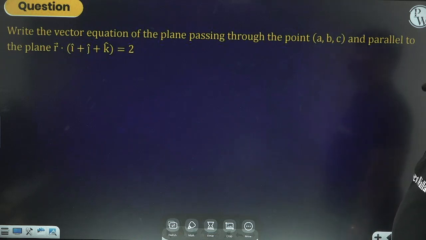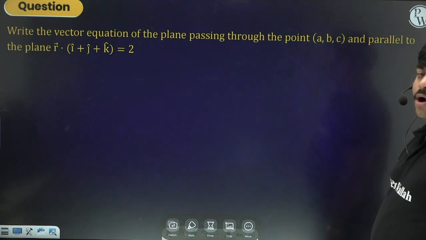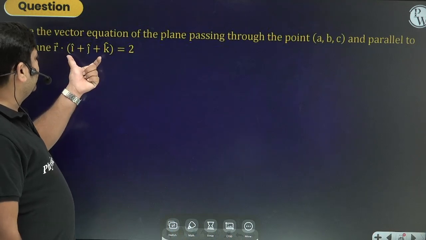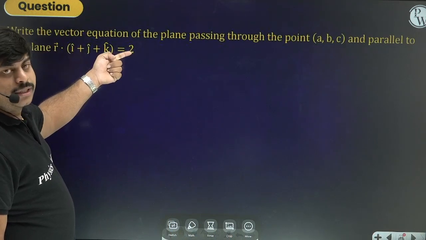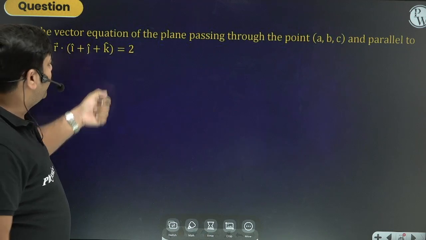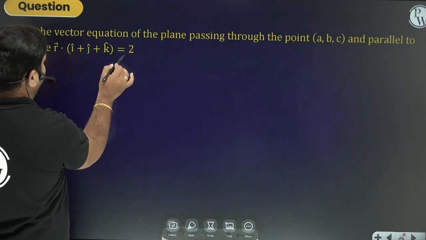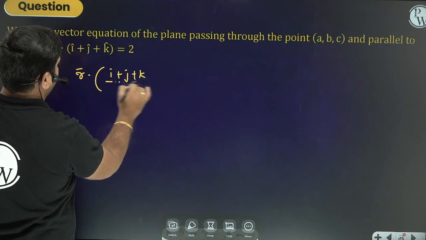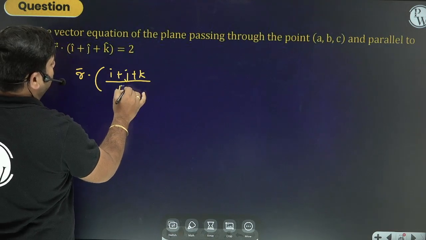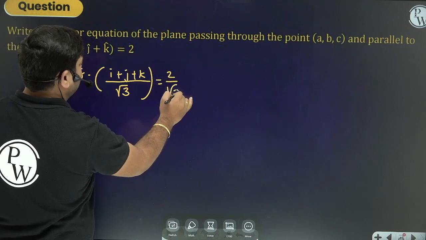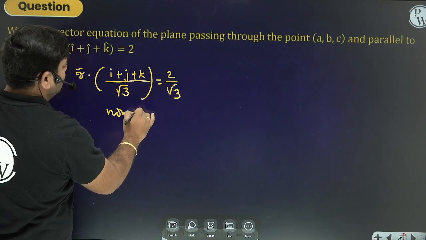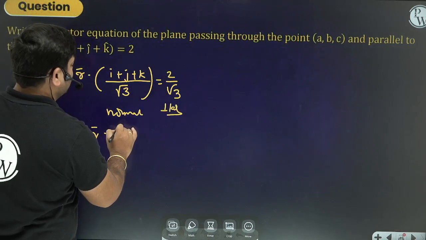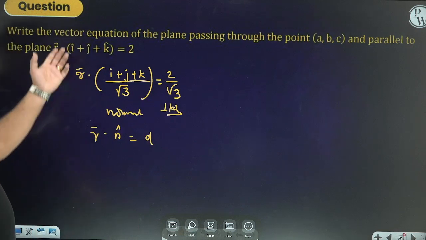Write the vector equation of the plane passing through the point (a, b, c) and parallel to the plane r bar dot (i plus j plus k) is equal to 2. See here, this is in some format, but this is not a unit vector, so the right-hand side is not the perpendicular distance yet. If you want to make it a unit vector, you divide by root over a square plus b square plus c square, which is root 3. That will give 2 by root 3. Now you can say this is the normal vector and this is the perpendicular distance: r bar dot n cap is equal to d.